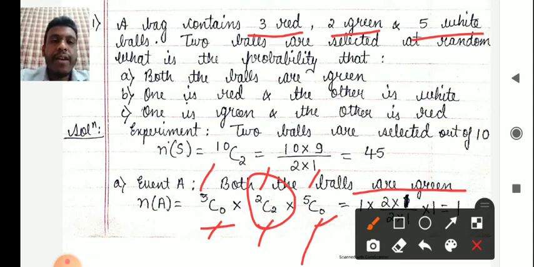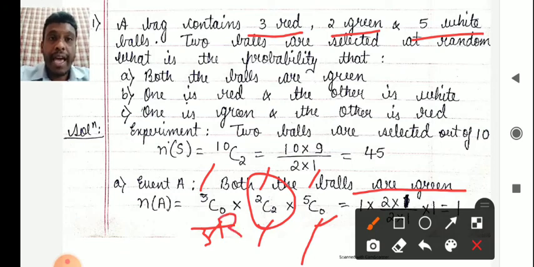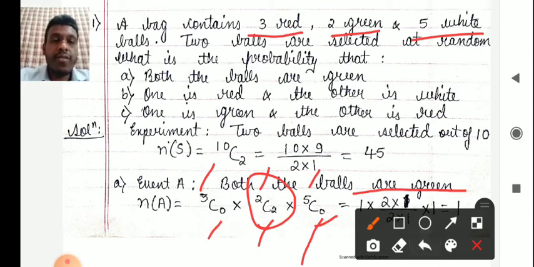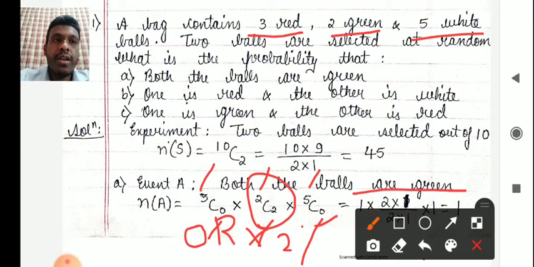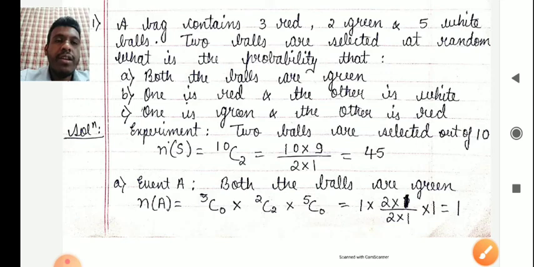Now, what is the meaning of this? It is 0 red balls and at the same time 2 green balls and at the same time 0 white balls. That is the meaning of this. So because 'and' is there, you have to multiply this. If you multiply and solve this, you will get 3C0.